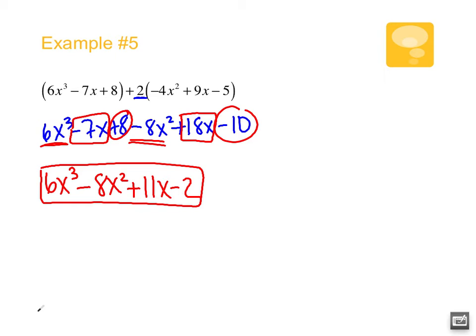It's customary to write the monomials in decreasing degree or in decreasing exponent, which is why I did x to the third, x squared, x. If you write it in a different order, though, that's fine.